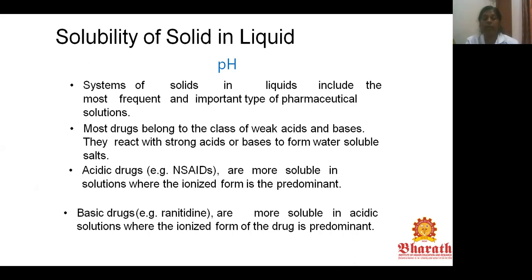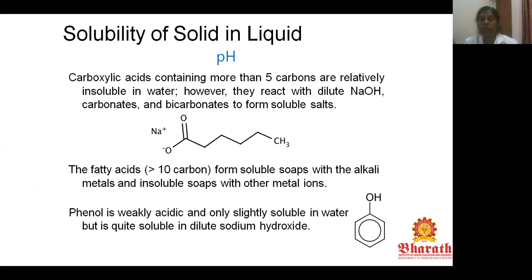So basic drugs, example ranitidine, are more soluble in the acidic solutions, where the ionized form of the drug is predominant. So carboxylic acids containing more than 5 carbons are relatively insoluble in water. However, they react with dilute NaOH, carbonates and bicarbonates to form soluble salts. So the fatty acids form soluble soaps with alkali metals and insoluble soaps with other metal ions. So phenol is weakly acidic and only slightly soluble in water, but is quite soluble in dilute sodium hydroxide.